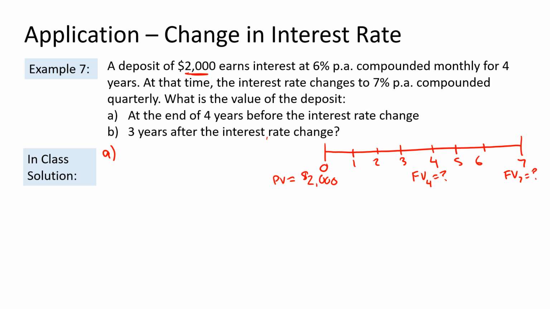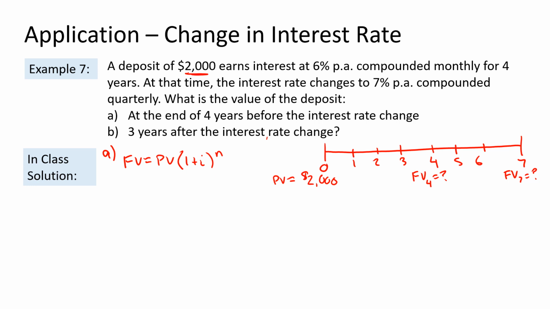Now, the way to accomplish this is, remember our formula: our future value is equal to our present value times 1 plus the periodic interest rate to the exponent n. The difference here is our values are not going to be the same. Our interest rate's different, our compounding periods are different, our time frames are different. So you need to do 2 separate calculations.